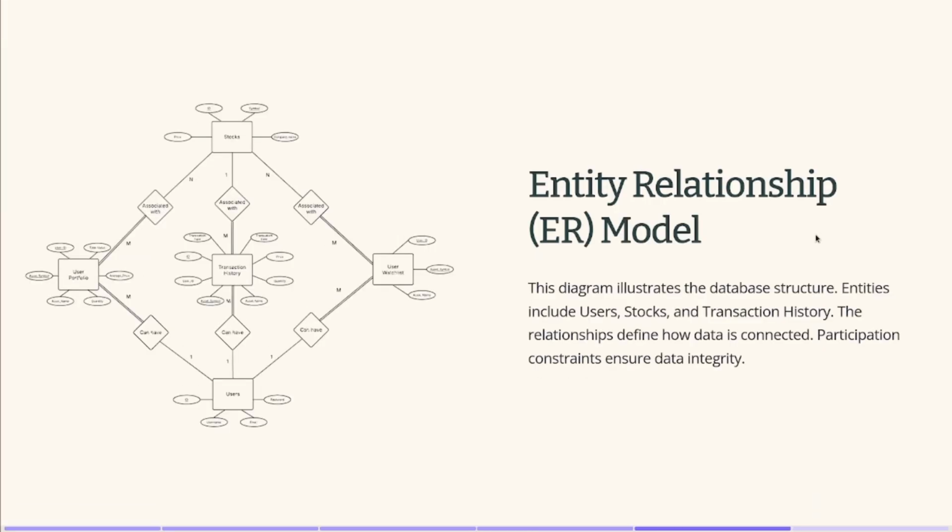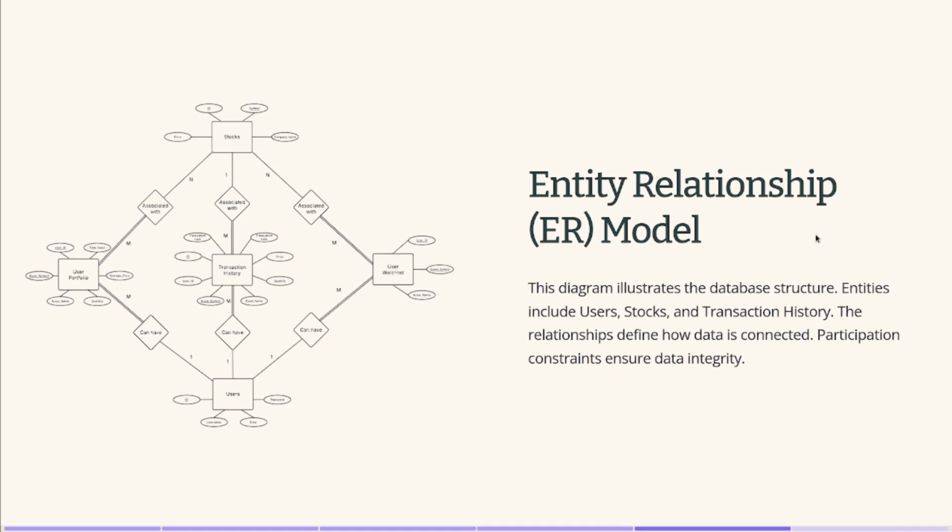Let's see the entity relationship model of ZenCrypto. We have five entities here: user, portfolio, transaction history, user watch list, and stocks. Let's see each and every entity in detail now. User has the information of each and every user, and user portfolio is an entity where we are going to store the buy and sell history of a particular user.